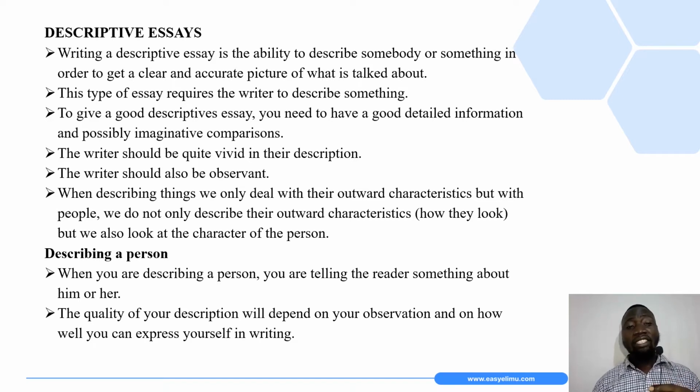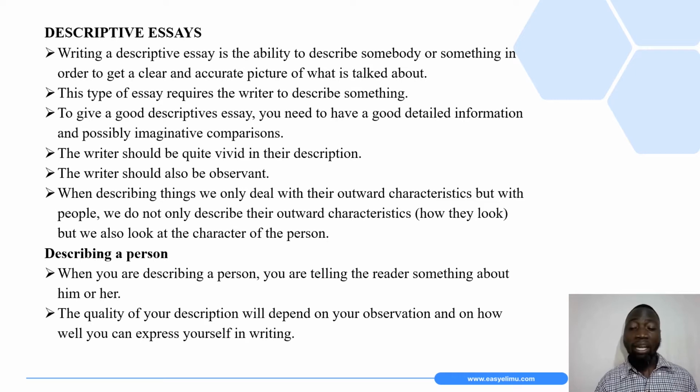So writing a descriptive essay is the ability to describe somebody or something in order to get a clear and accurate picture of what is talked about. So this type of essay requires the writer to describe something vividly, and that means you must give full details.